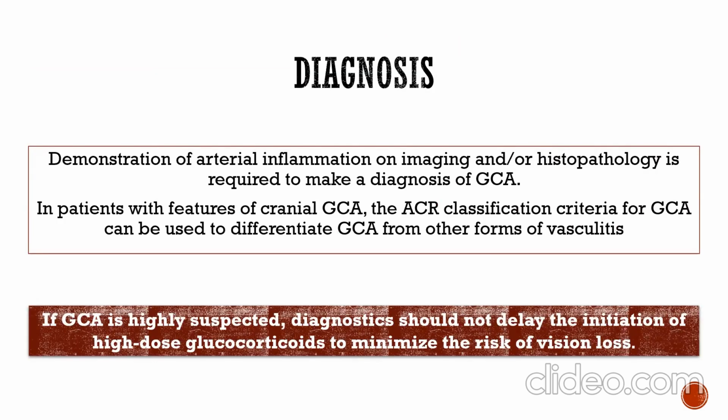Demonstration of arterial inflammation on imaging and/or histopathology is required to make a diagnosis of giant cell arteritis. In patients with features of cranial giant cell arteritis, the ACR classification criteria can be used to differentiate giant cell arteritis from other forms of vasculitis. If giant cell arteritis is highly suspected, diagnosis should not delay the initiation of high-dose glucocorticoids to minimize the risk of vision loss.